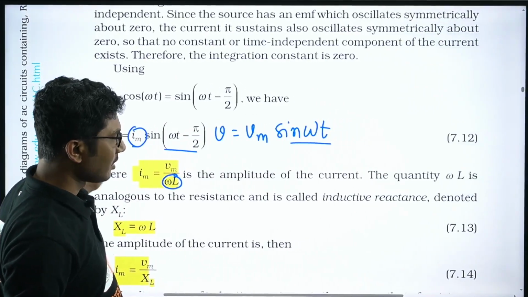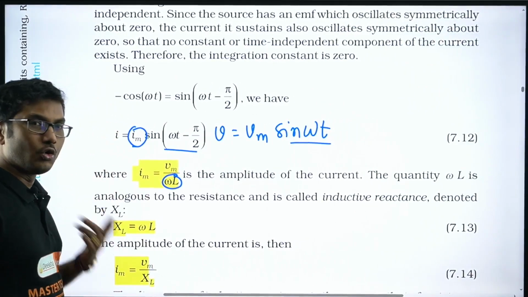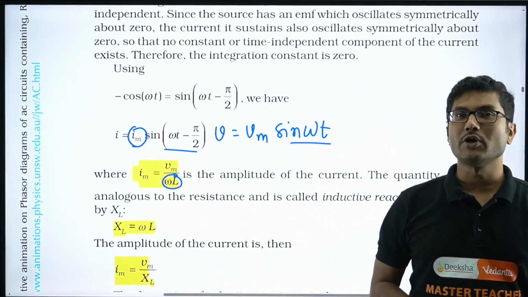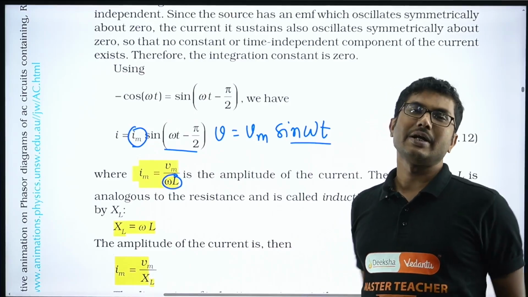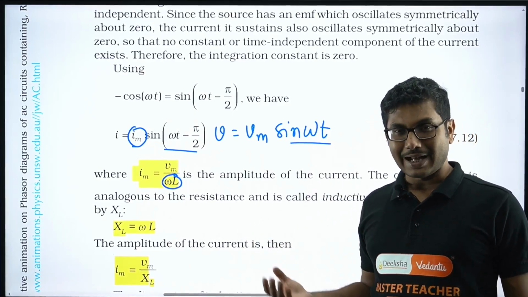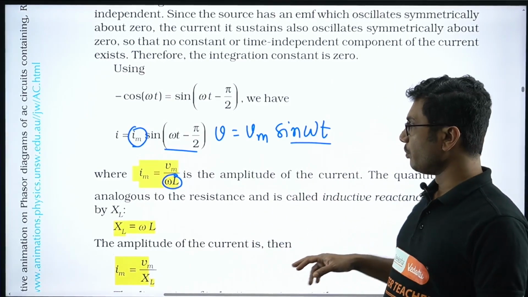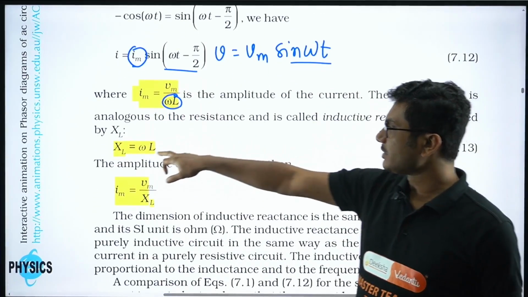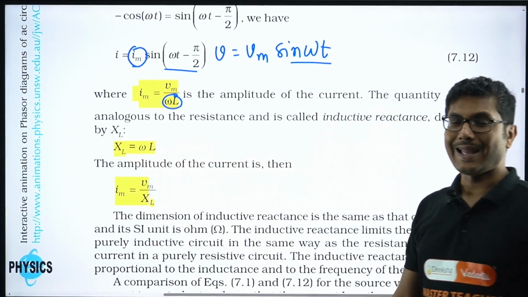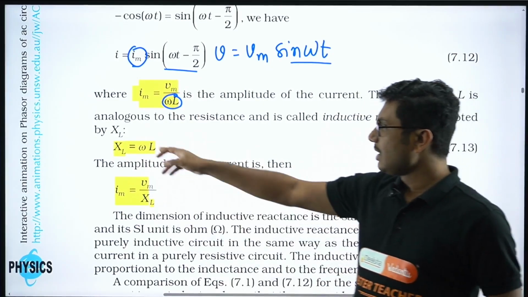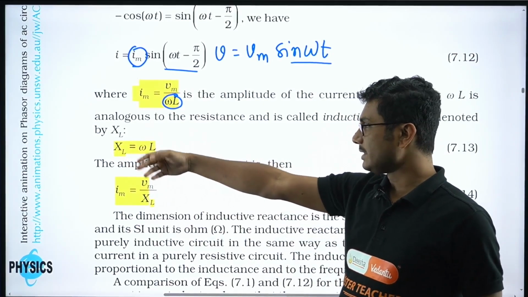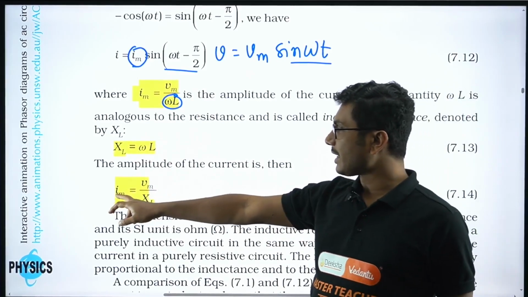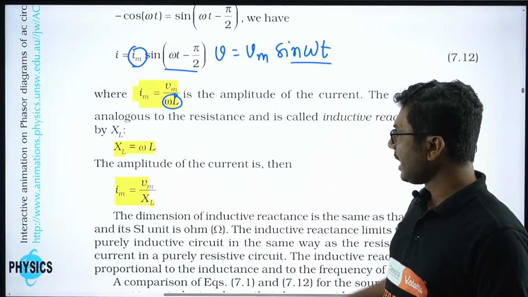Okay, and its unit is obviously ohm. It's very, very important. Sometimes they might ask you an objective question: what is the unit of inductive reactance? Inductive reactance is nothing but a type of resistance, so its unit is ohm. In short, we write inductive reactance as XL. XL is the representation, and omega L is the value. And now we can write Im is equal to Vm by XL.